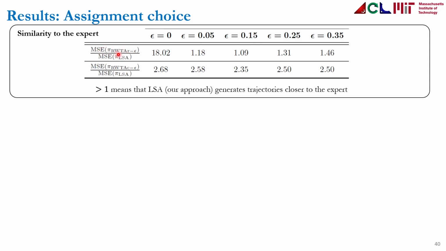And here in the rows, you have ratios where we compare the mean squared error of a given policy using the winner takes all algorithm, and then the mean squared error obtained by our approach. In other words, every number of this table that is greater than 1 means that our approach is able to generate trajectories that are closer to the expert, which, as you can see, happens in all these epsilon values tested.